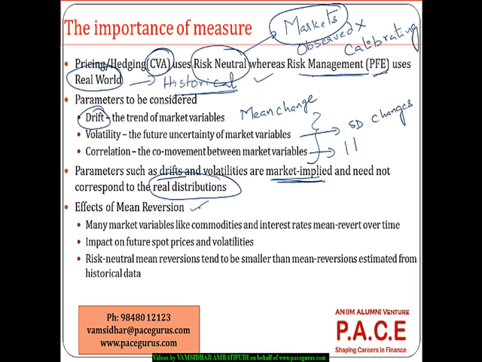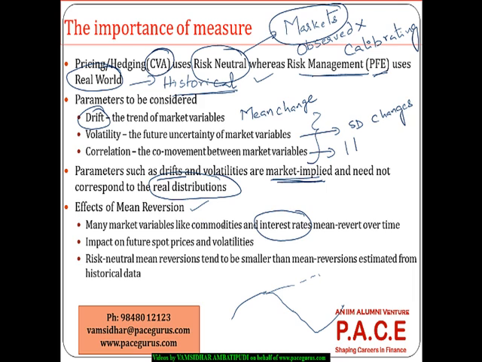The mean reversion. There are a lot of variables in the market, probably the interest rates. They exhibit a mean reversion behavior. If they have gone up, they are supposed to come back. They can't go up and up forever. If they have gone down, they have to again come back to some average level, a long-term average level. So this is where some of the variables will definitely exhibit a mean reversion behavior over time.